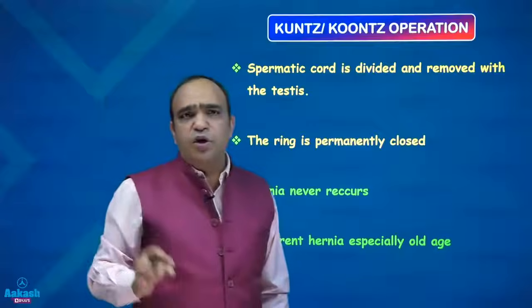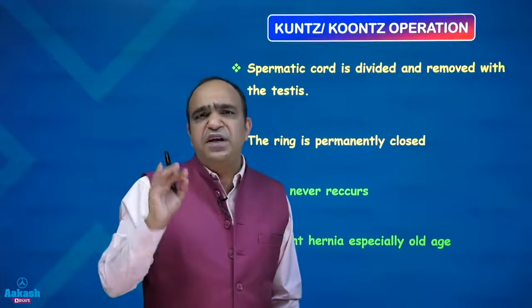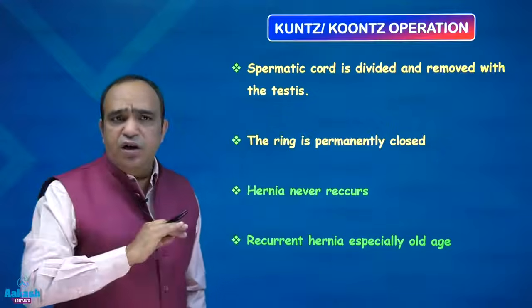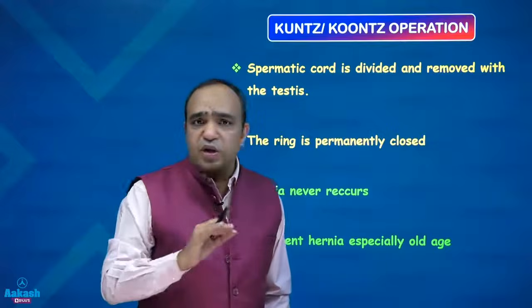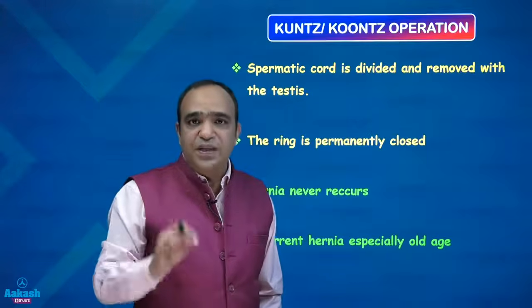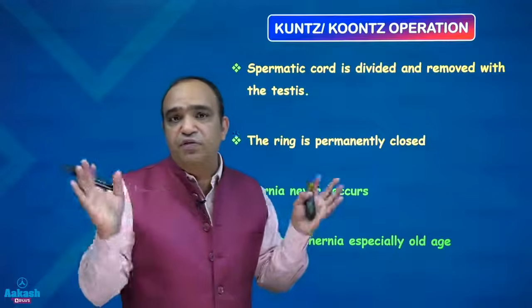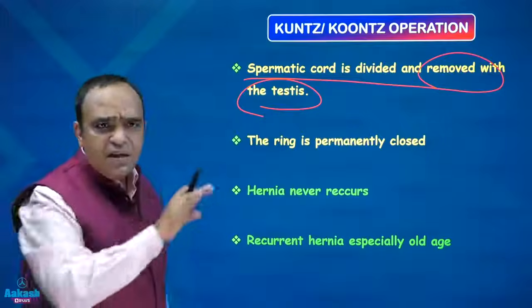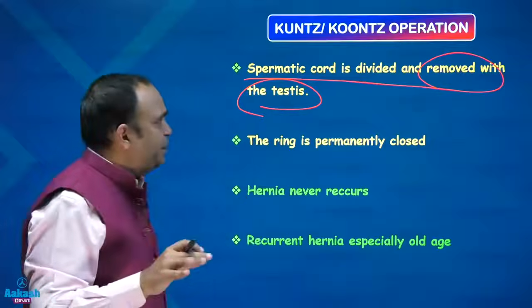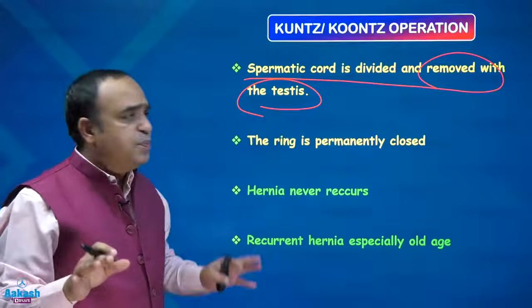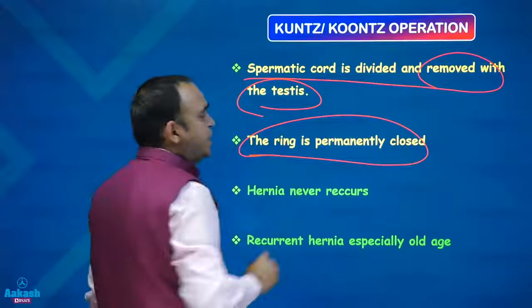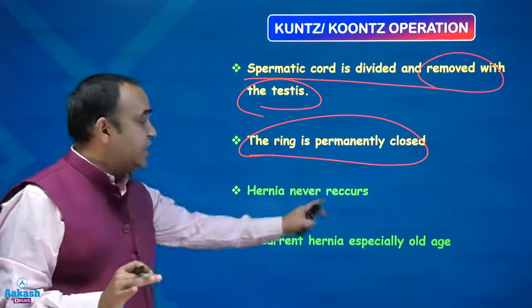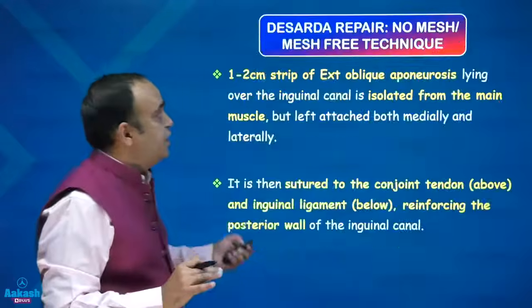Now Kuntz's operation is used only in very few selected cases, very old age, like a 70 or 75 year old patient with lots of comorbid conditions. You cannot take a chance of recurrence. So the best way is to completely close the inguinal canal, remove everything. Remove the spermatic cord, divide the spermatic cord, remove the testes. That's the only purpose of the inguinal canal, the passage. So when we remove the testes, that passage purpose is gone. So the ring and inguinal canal are permanently closed. So no question of recurrence at all. Hernia never recurs, and that's the use I have already explained to you.